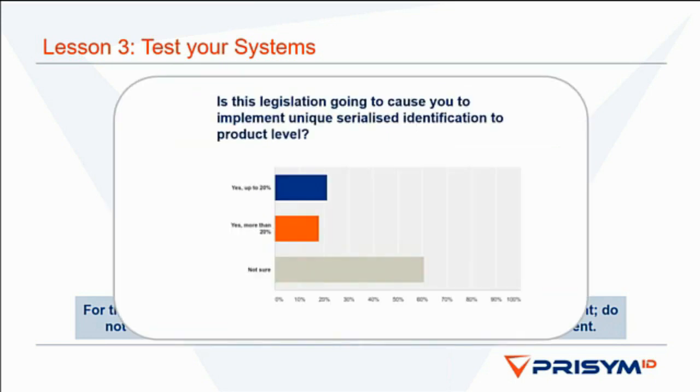Now, looking at just the subject of serialization, we can see from the survey that we took that already a fifth of the responses recognise that they will need to implement serialization, with nearly 2/3 not yet sure. Now, this is just one example of where new skills, procedures, systems and hardware may be required for you to implement an EU MDR compliant system.